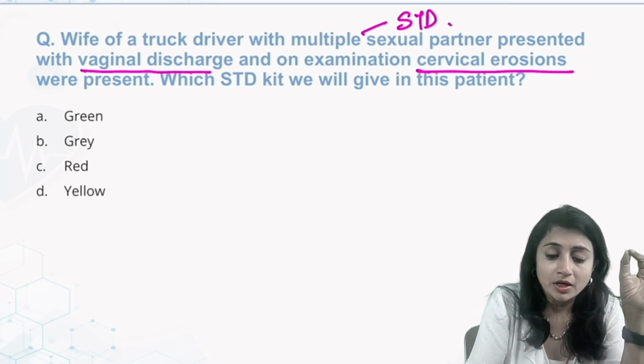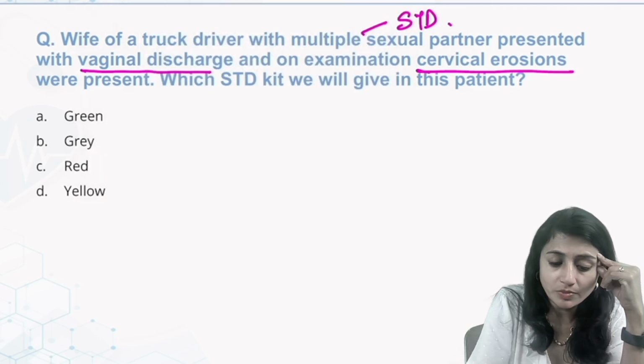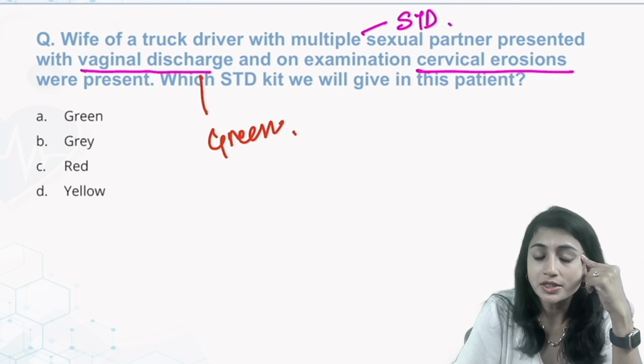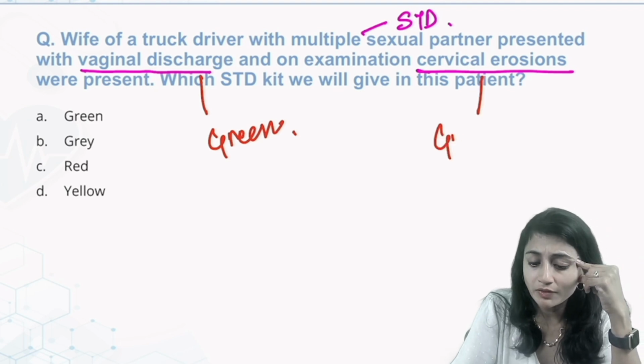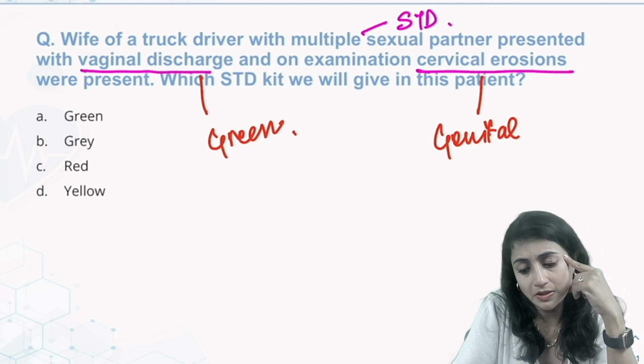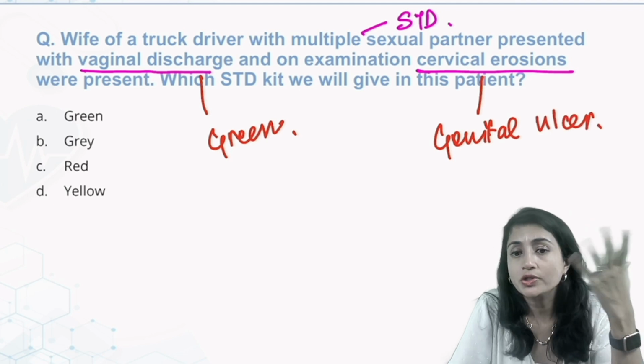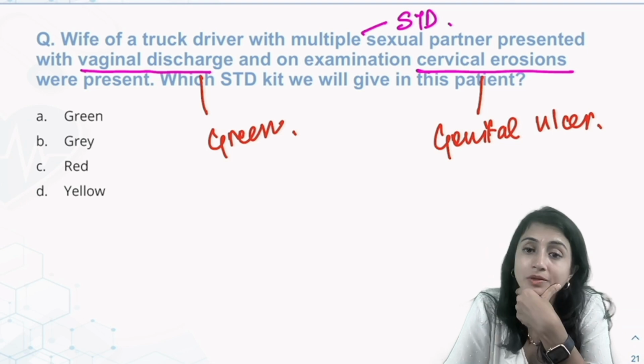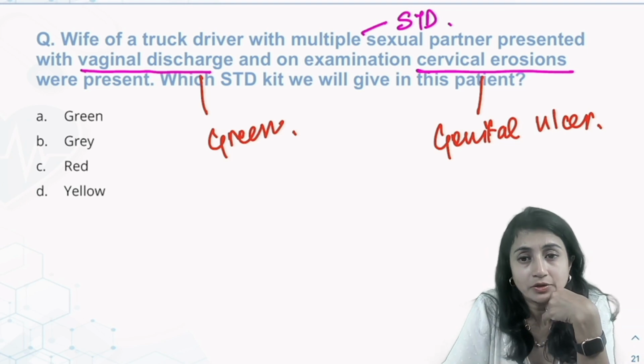Now here I'm sure you must have been confused about whether I should be giving a green kit, which is there for vaginal discharge, or I should be giving a genital ulcer kit, which is for syphilis, allergic to penicillin, or herpetic. So please don't get confused.